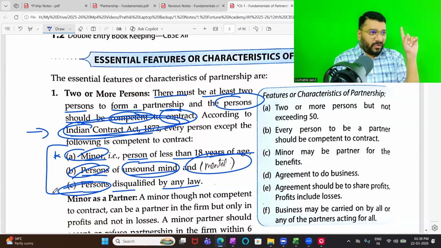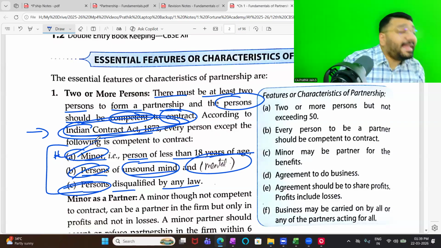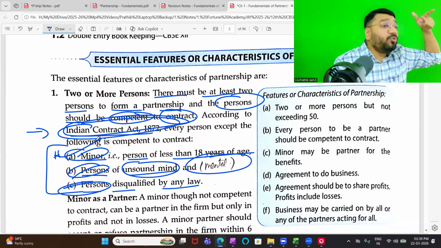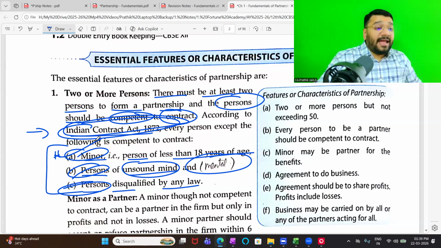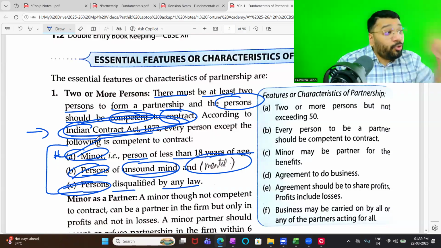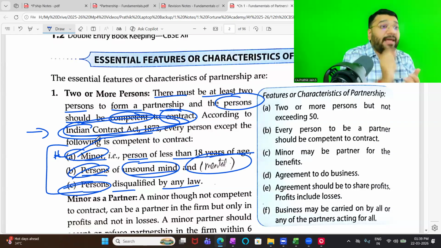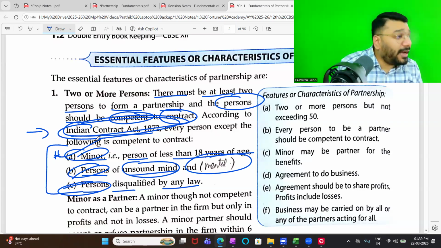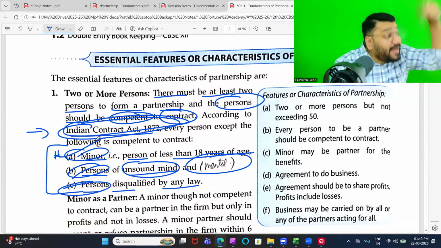But one exception. The Indian Partnership Act 1932 says that a minor can be added as a partner. Who's saying that? The Indian Partnership Act 1932 says that I will take a minor as a partner. But who says a minor cannot be a partner? The Indian Contract Act 1872 says that a minor cannot sign an agreement. He cannot enter a contract. But in partnership business, the Partnership Act says that I will override the Indian Contract Act and I will allow you to become a partner in the firm. So a minor can be added to the partnership business for the benefit of the partnership business.